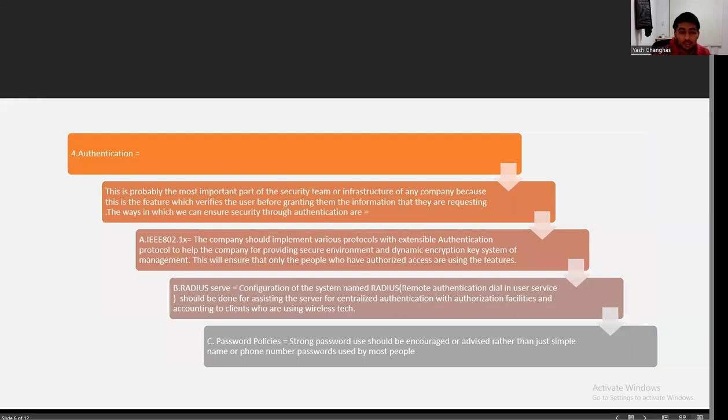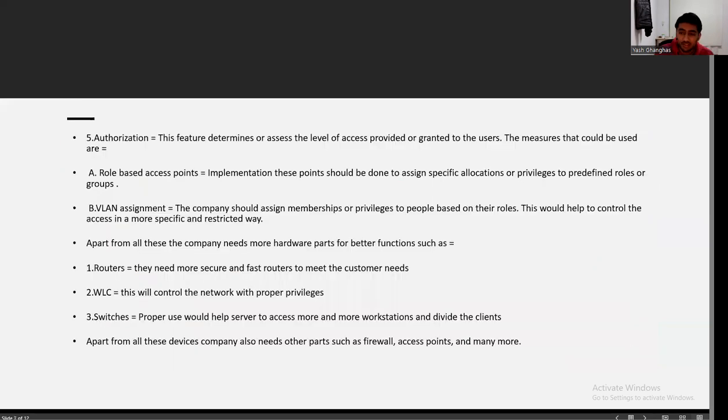And the other thing is authentication. They need to make sure that their authentication is proper, and they are using different protocols for the passwords and for security. And the last thing is authorization, same thing, security.